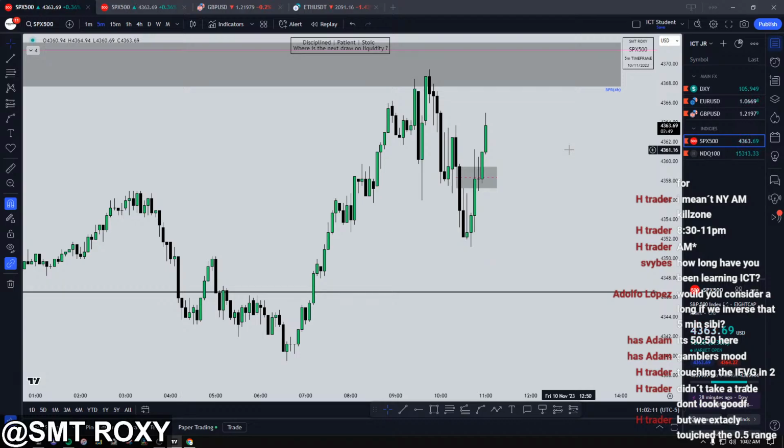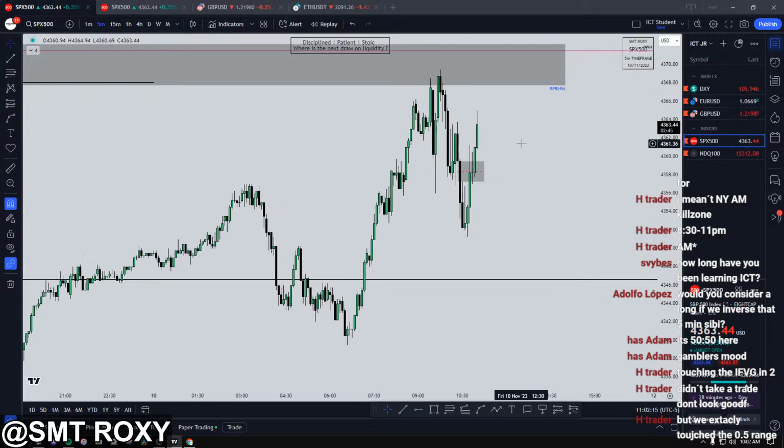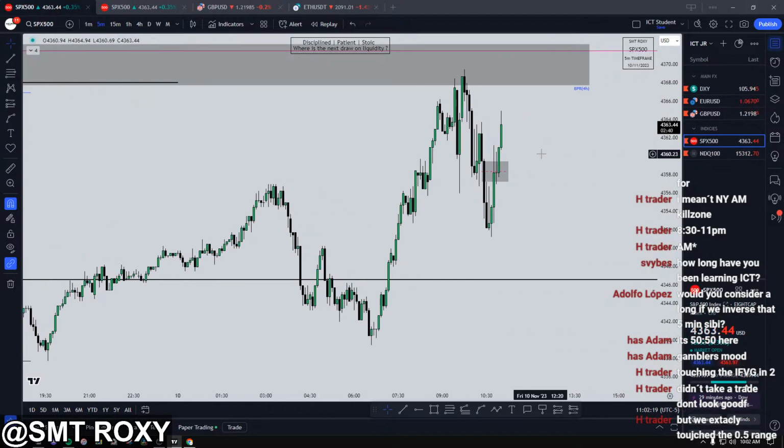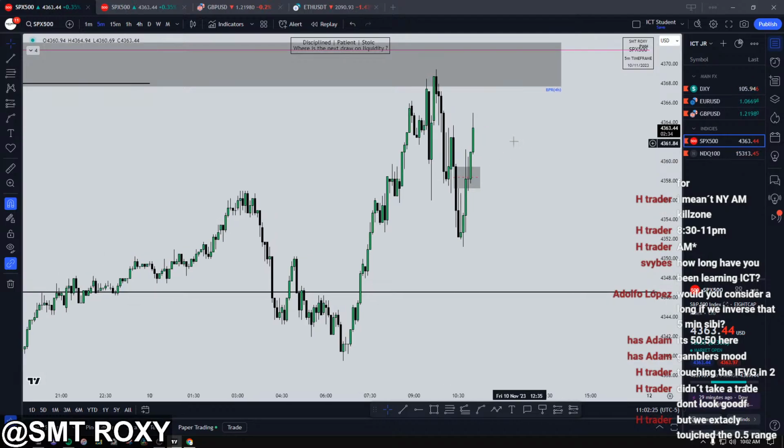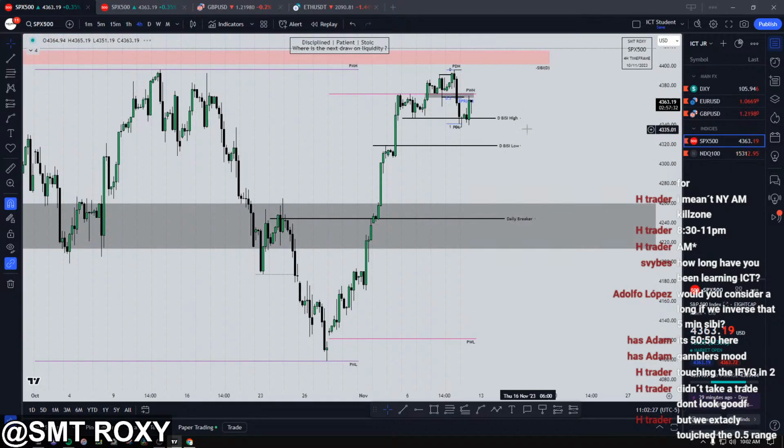Didn't take a trade. Doesn't look good. Yeah, it doesn't look good. Not worth it. After the NQ trade for me, I don't want to take a trade anymore. Just stepping back and seeing what the market does. But we exactly touched the 0.5 range. Probably for SPX.